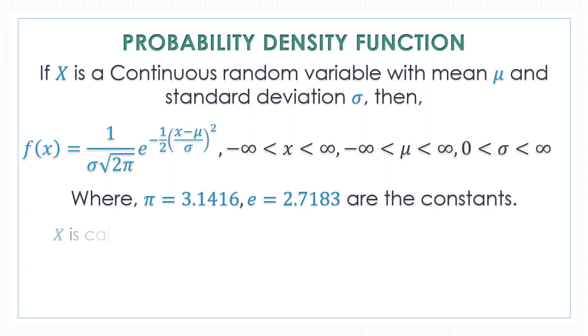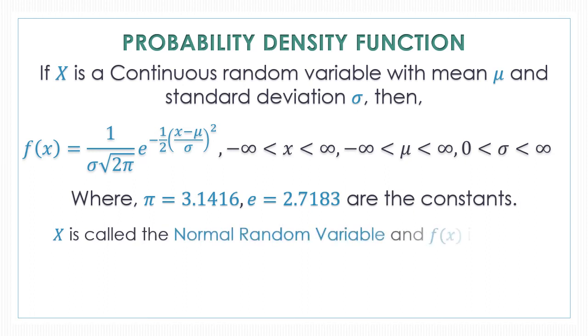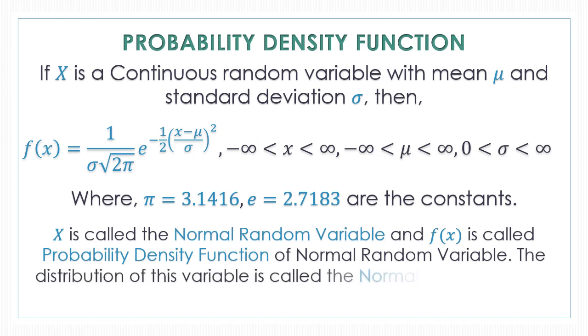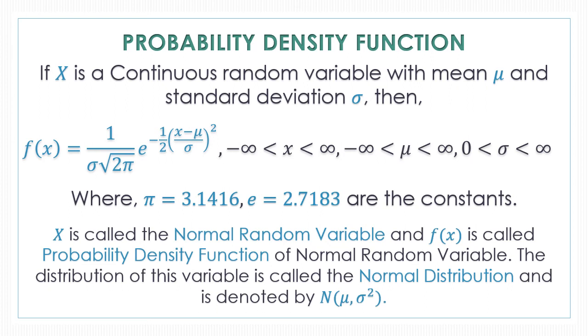X is called the normal random variable, and f(x) is called the probability density function of a normal random variable, and therefore the distribution of this variable is called the normal distribution and is denoted as N(mu, sigma square).